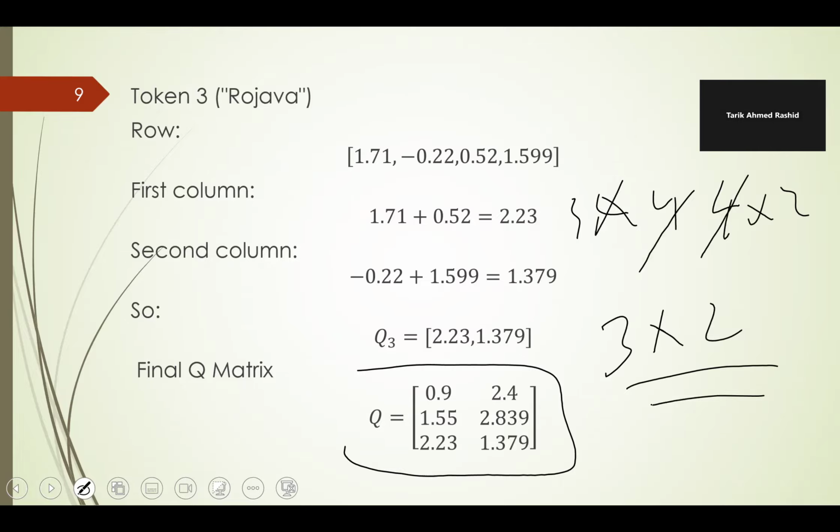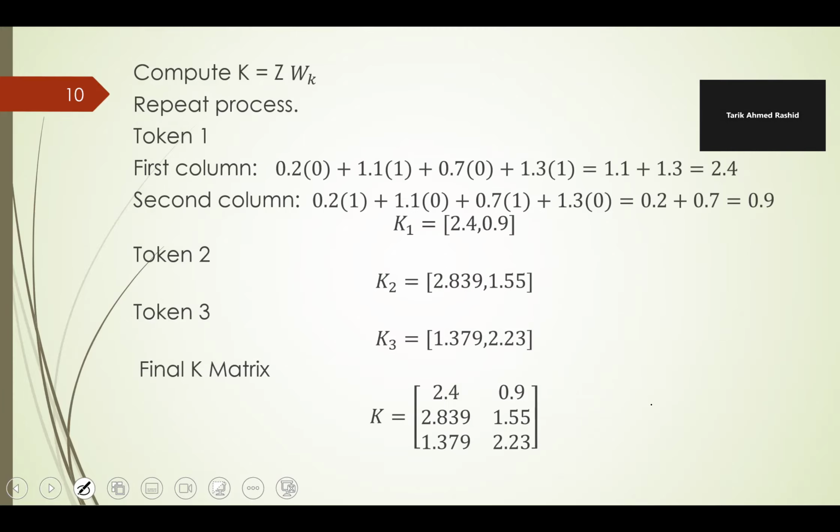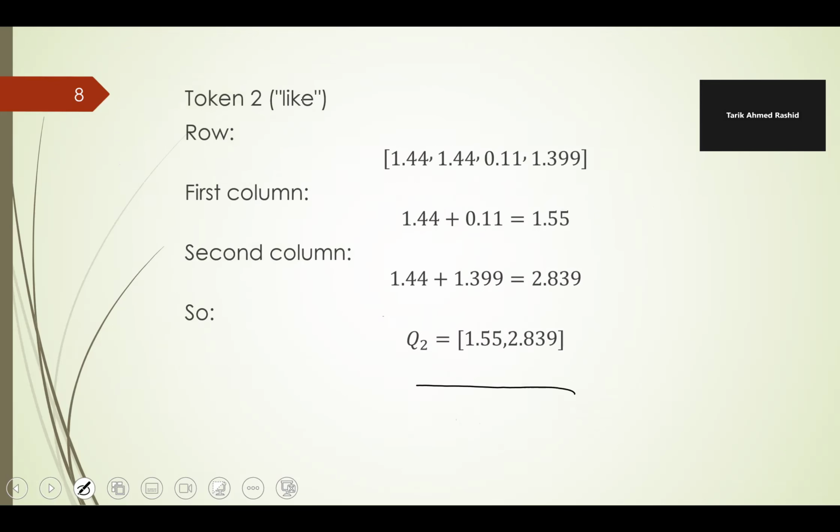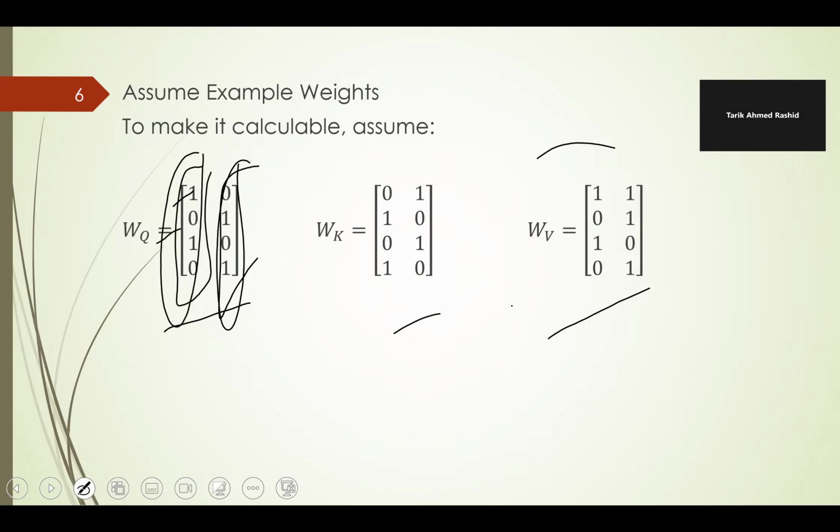So that's for Q. Similarly, we do it for Z multiplied by WK for the K. Likewise, the first row of Z is multiplied by the first column of W and by the second column of W, and we find K for the first, second, and third token. Likewise, we do it for WV. We will have that, WV. If we go back, we'll do it for this one.